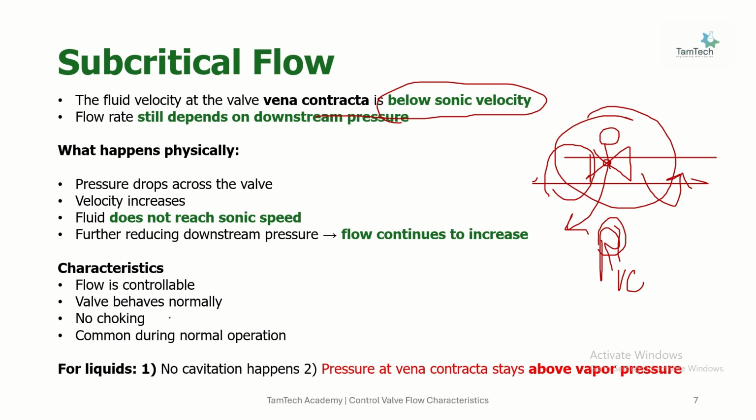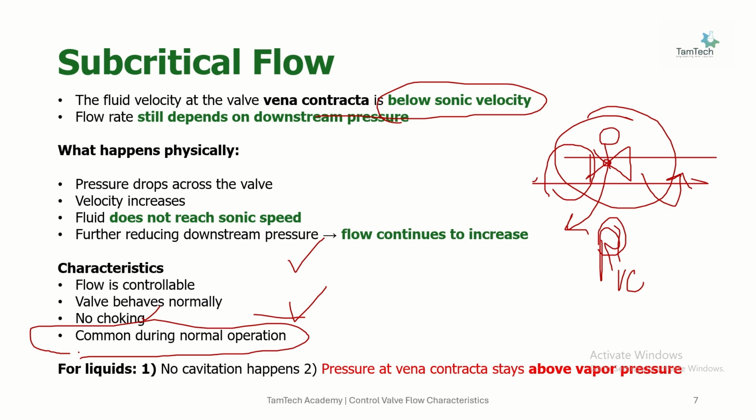In general, the main characteristics are here. It's the normal behavior. The flow can be controlled. You don't have any choking or critical flow conditions, and this is very common during normal operations. For liquids, we say that no cavitation happens, and pressure at the vena contracta stays above the vapor pressure.